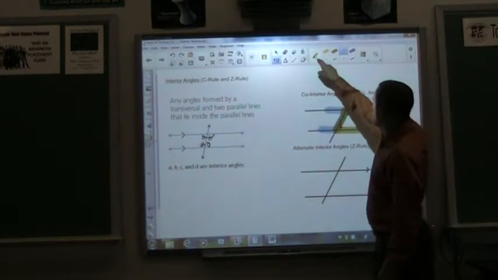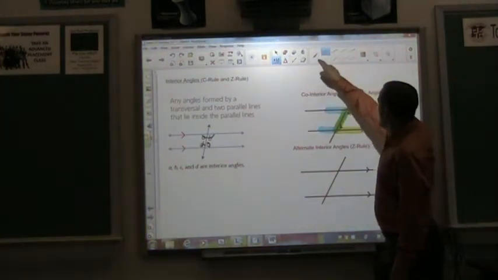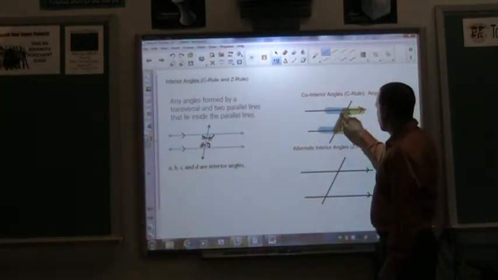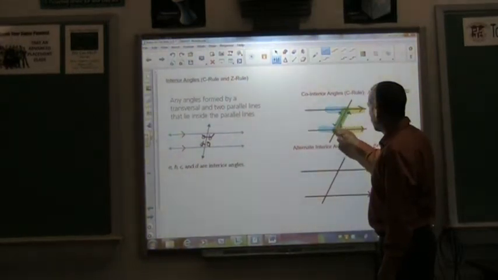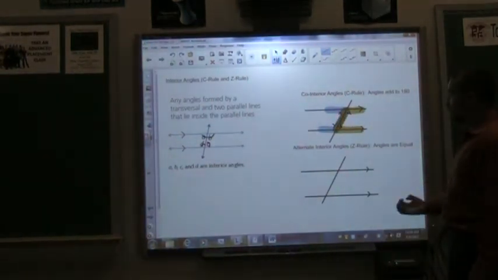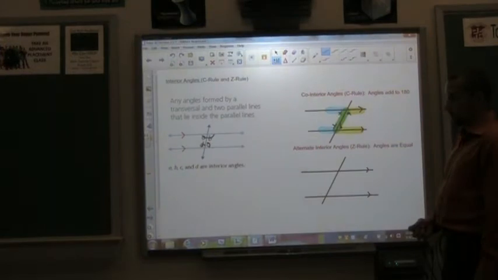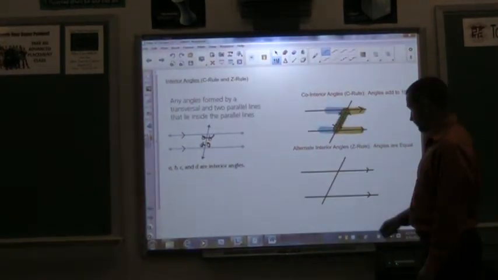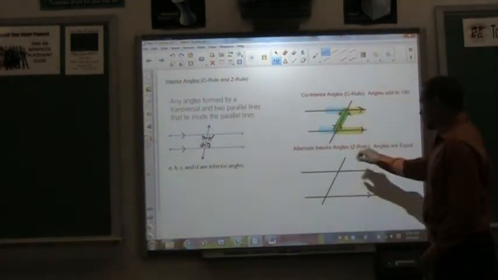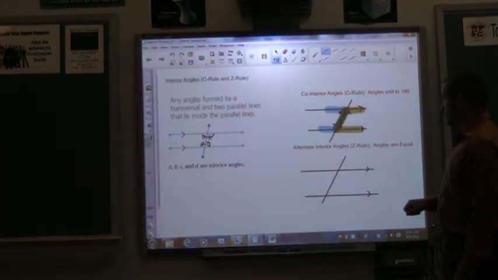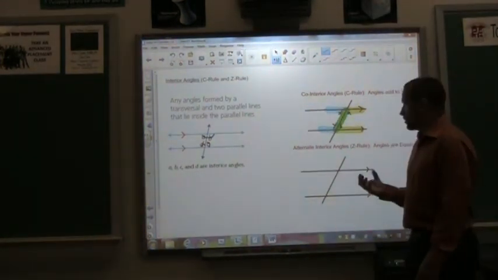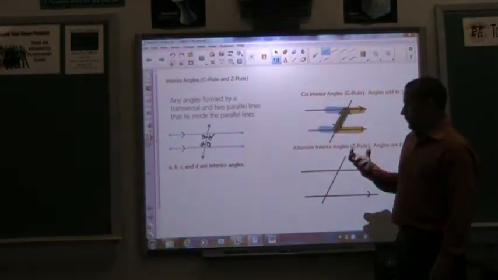So if I was to look at those two angles, and I added them up, let's call this one X and Y. X and Y would also add up to 180 degrees, so this is a backwards C. Alternate interior angles.